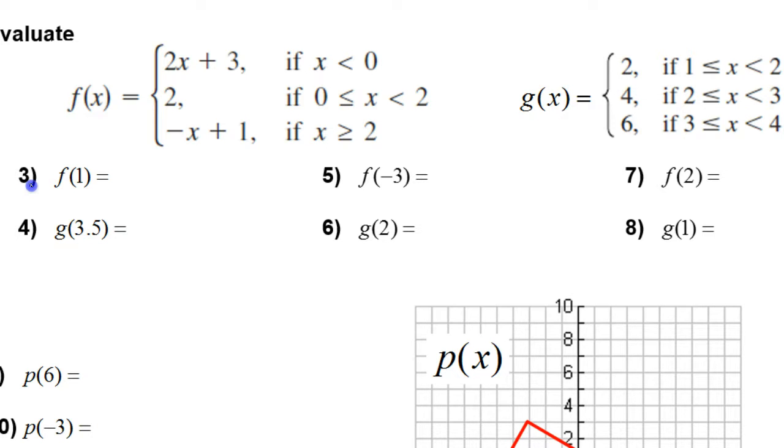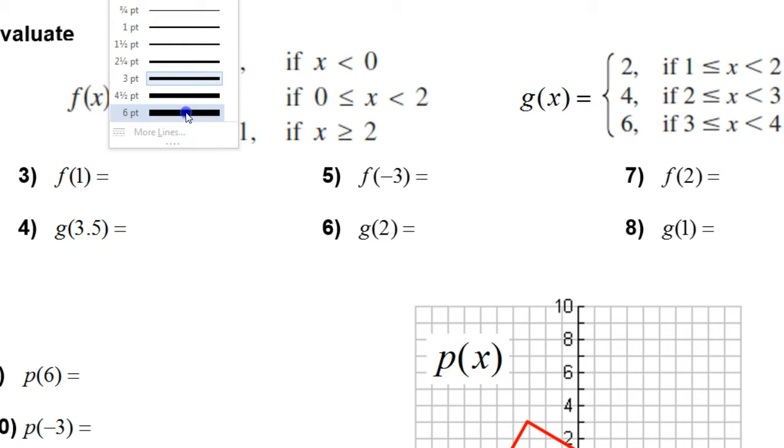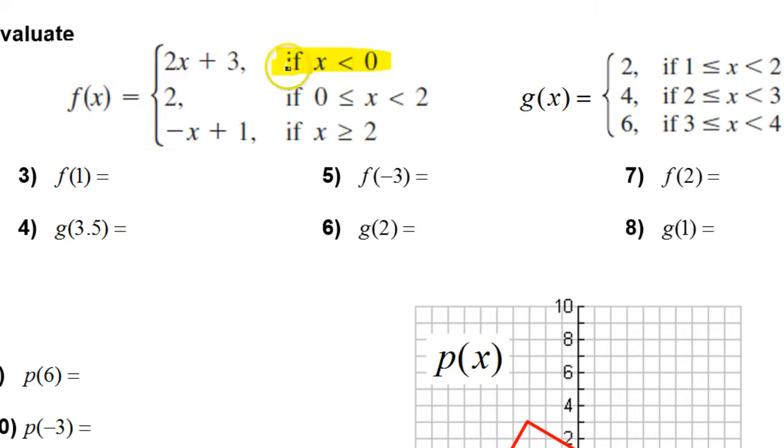So number 3 pertains to function f, so we're right here. Now, function f has three different parts to it. We are not going to get three separate answers. We're just going to get one answer. So that means we have to figure out which one of these three pieces of the function we're going to be using. The way you figure out which piece of the function to use is you look at the domain restrictions.